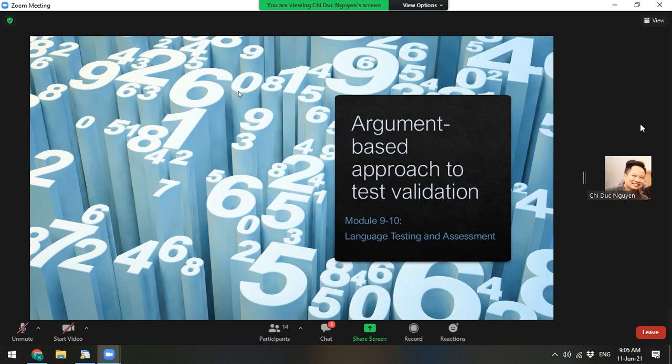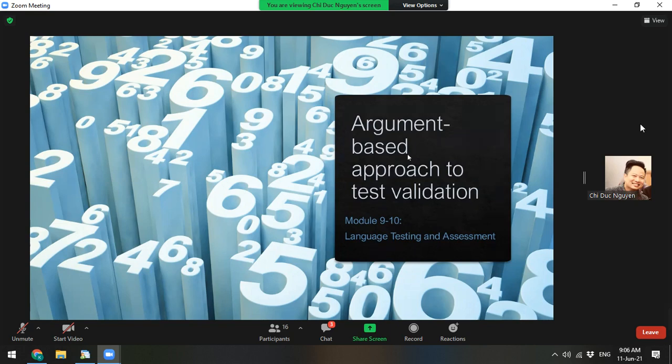Okay. So we might need to start now because we are 5 minutes late already. We are coming to the final two modules in the course altogether. And in module number 9, we are going to focus on test validation. So in this way, we have to prove that the designed test is useful, valid, and reliable for its target purposes. Okay, and in the lesson today, I am going to introduce a new way to test validation.